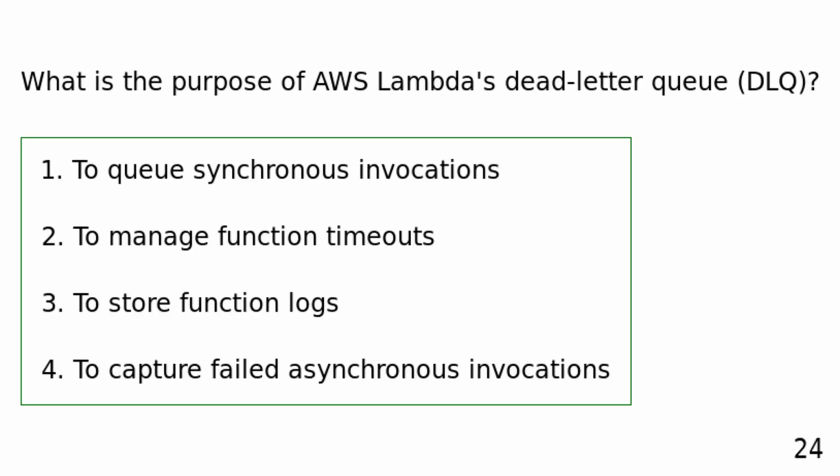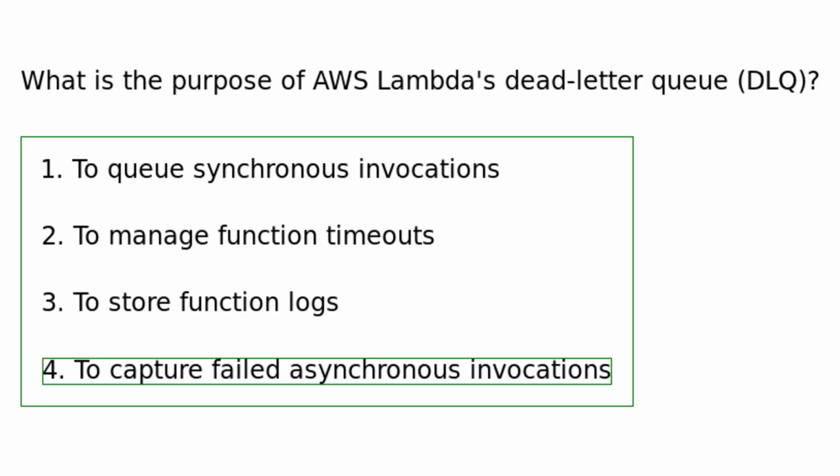What is the purpose of AWS Lambda's dead letter queue? To queue synchronous invocations. To manage function timeouts. To store function logs. To capture failed asynchronous invocations. AWS Lambda's dead letter queue captures failed asynchronous invocations, allowing you to analyze and troubleshoot errors.